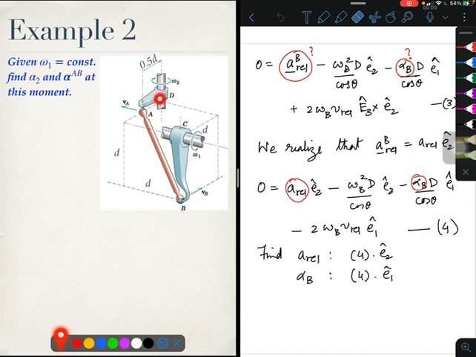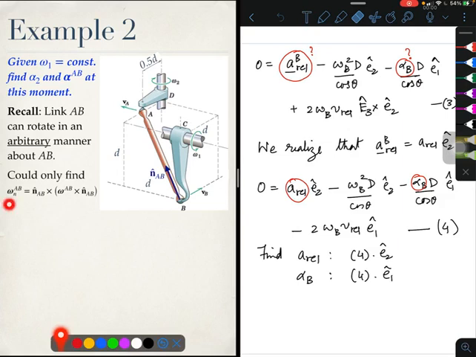angular acceleration of this link AD, which is called alpha 2, and the angular acceleration of the connecting link AB, which is alpha AB. When we did the velocity analysis of this system in lecture 10, we saw that the link AB could rotate in an arbitrary manner about AB. That means that this link AB can rotate about itself in an arbitrary manner. Therefore, in the velocity analysis, we could only find the angular velocity normal to the axis of the link AB. Here NAB was the unit vector along the axis of the link.